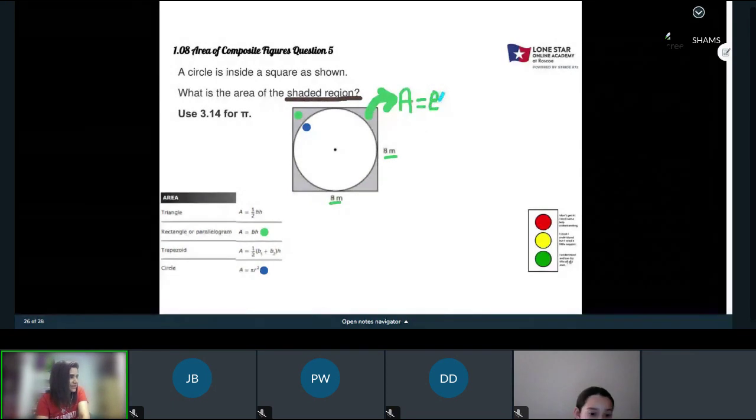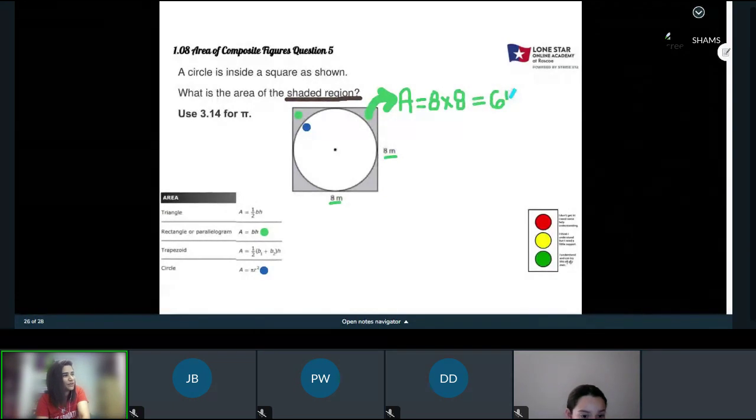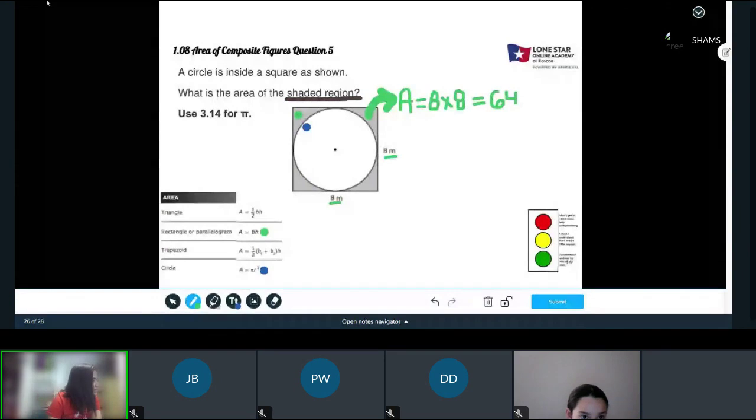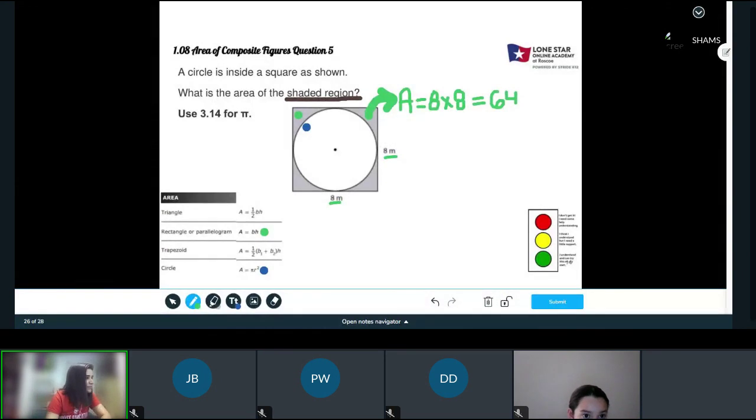Side squared, right? 8 times 8. And area of the square is 64. Then I'll do area of the circle. And I'm going to go to Nearpod and first check your work, and then I'm going to go do the circle. Let me see. Very good, Paige, heading in the right direction.